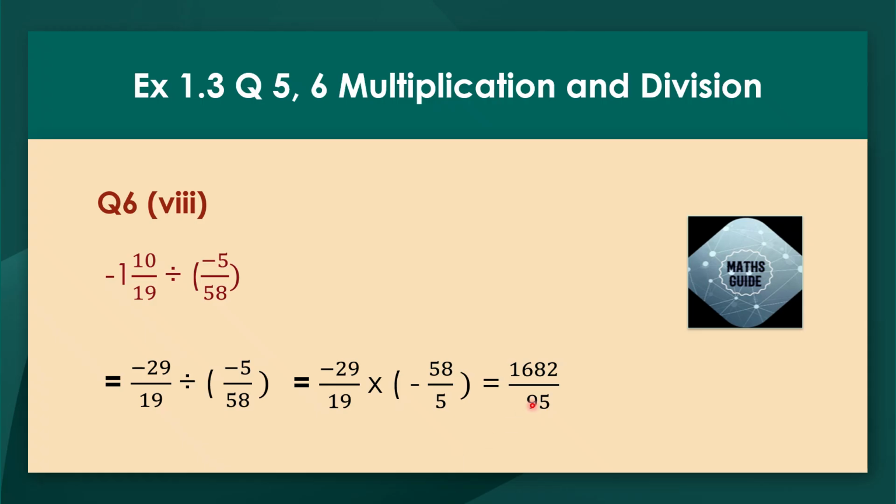Yes, there is no cancellation in this step, so we will multiply the numerator by numerator and denominator by denominator, and we get 1682 divided by 95. Let's divide them to make it a mixed number, and in the final answer we get 17 whole 67 by 95.